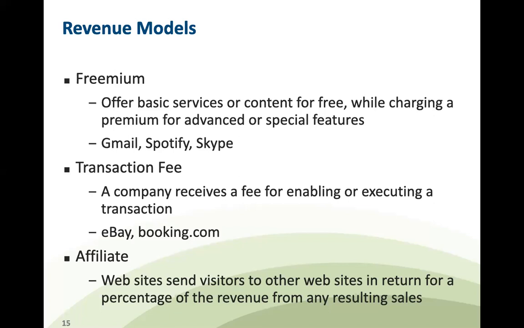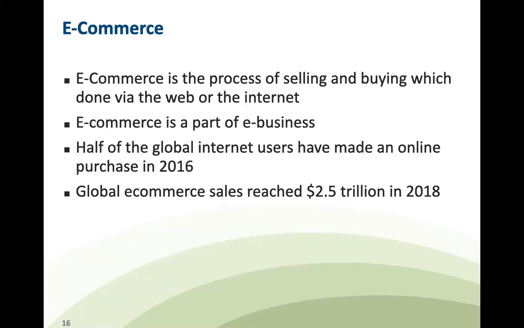And then you have another model, the affiliate. Websites send visitors to other websites in return for a percentage of the revenue from any resulting sales. So some websites actually promote some other websites. That means they will get paid by the promoted websites when some sales are done. So these are some of the revenue models.